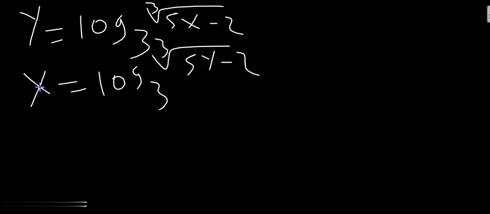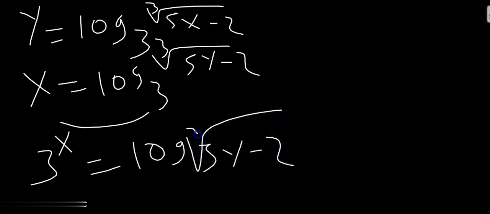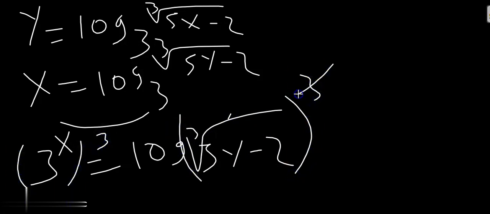I substituted the answer, and then after that, just put it over here, and then 3 raised to the x equals log 5y minus 2, the whole square root. Now, I want to get rid of this square root. So how am I going to get rid of this square root? I can multiply by 3, both sides by 3. Now I get rid of this 3.